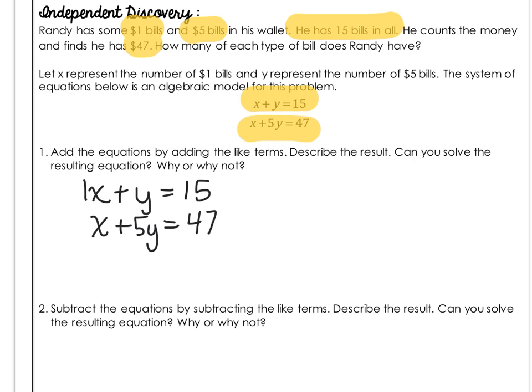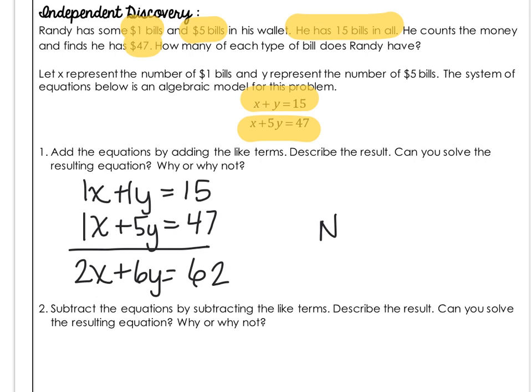Now it says to add the equations by adding like terms. All right, so I'm going to put my 1 in front of my x here, so I'm going to add this whole thing. 1x plus 1x is 2x. 1y plus 5y is 6y. And 15 plus 47 is 62. Did that help us solve anything? No, because we still have two variables. So no, we cannot. We need to eliminate one of the variables.